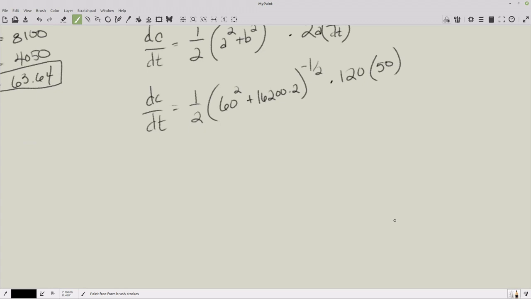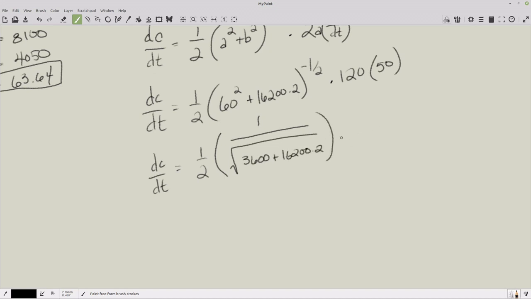Okay. We're getting close. So we have dc/dt equals 1/2 times, this is going to be 1 over the square root of 3600 plus 16200.2, times, what is 120 times 50? 6,000. Big number. Okay, getting even closer. So I'm going to simplify this 1/2 and the 6,000. So dc/dt equals 1/2 and 6,000 becomes 3,000.